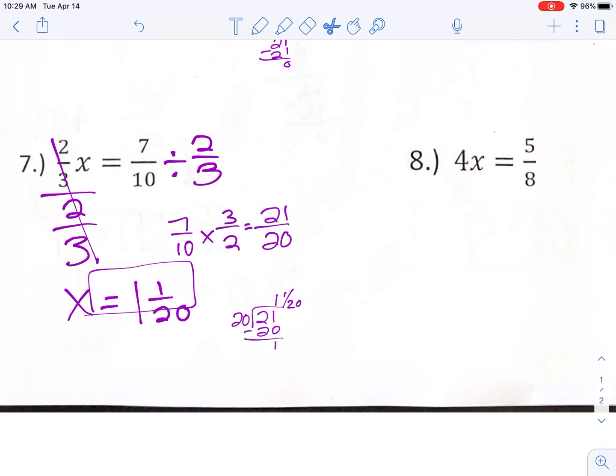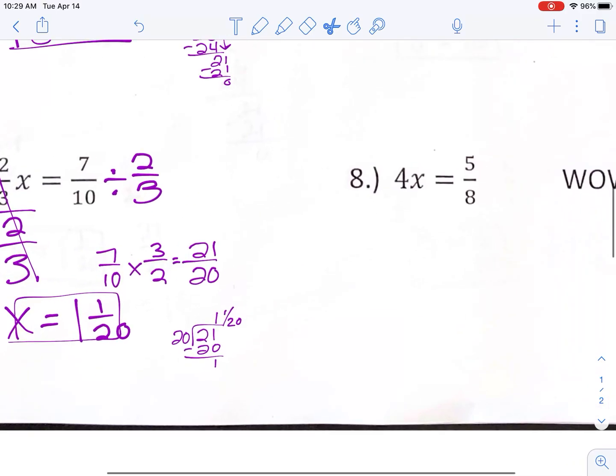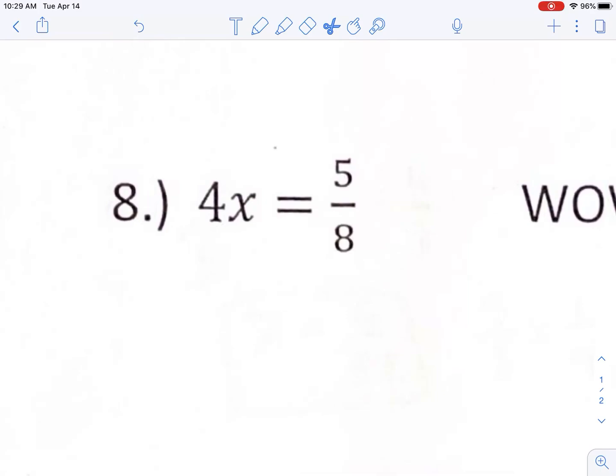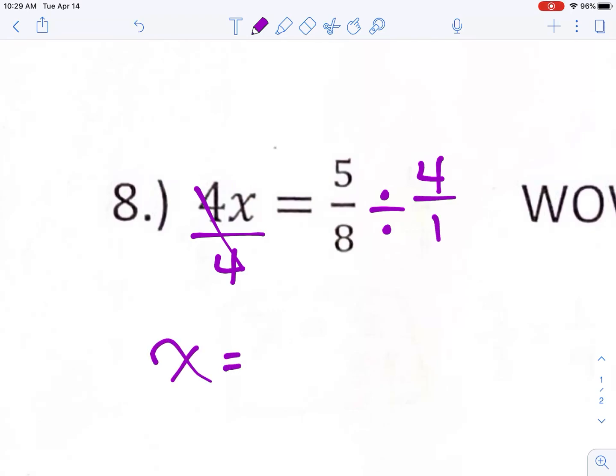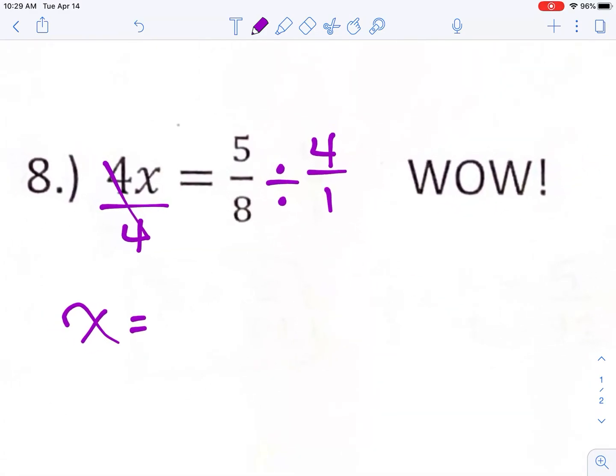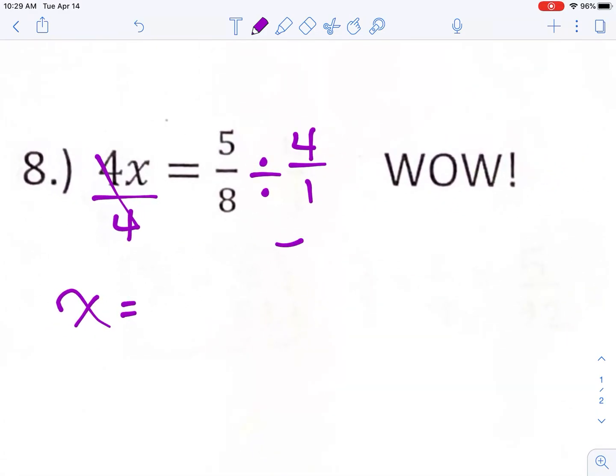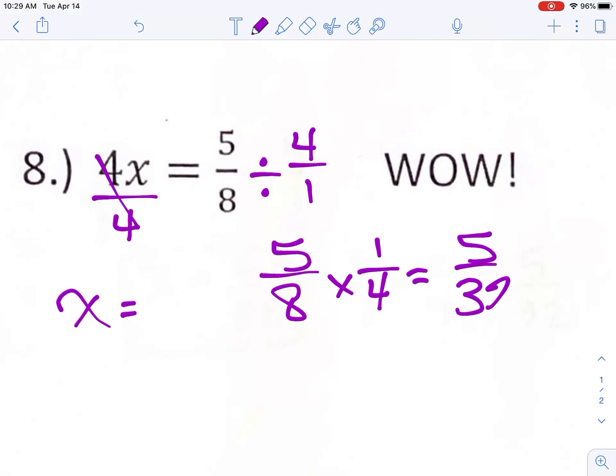And then the last one, we have 4 times x equals 5/8. Again, this says multiply by 4, so I'm going to do the inverse and divide by 4, get that x by itself. Remember, anytime you're dividing by a whole number, just put it over 1. And again, we do not divide fractions. We keep it, switch it, flip it, or multiply by the reciprocal. So I have 5/8 times 1/4. Again, I cannot cross cancel, so I multiply straight across and get 5/32.